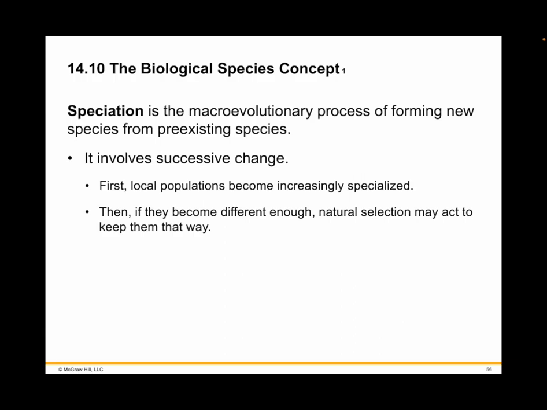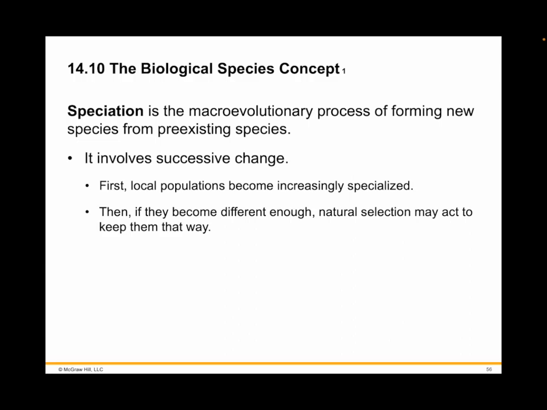Speciation usually involves successive changes. First, local populations become increasingly specialized. Then, if they become different enough, natural selection may act to keep them that way. Before we can discuss how one species gives rise to another, we need to understand what exactly a species is.